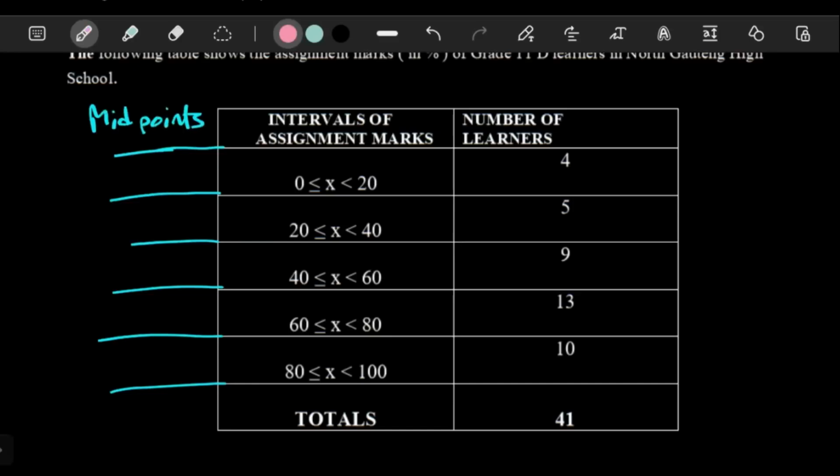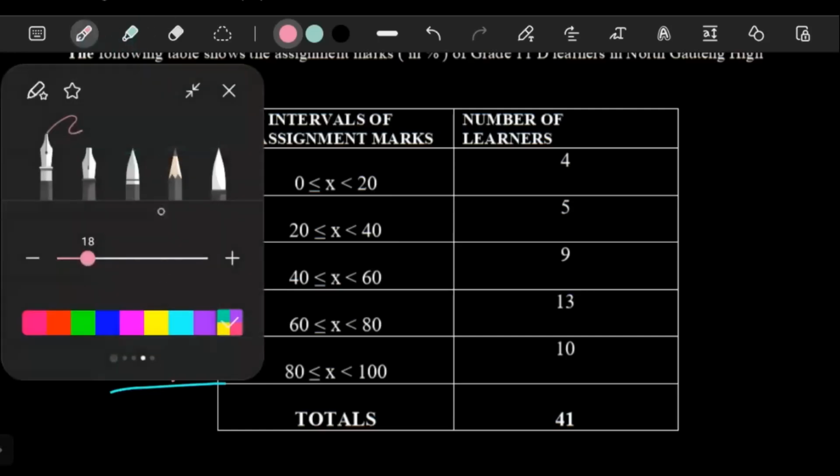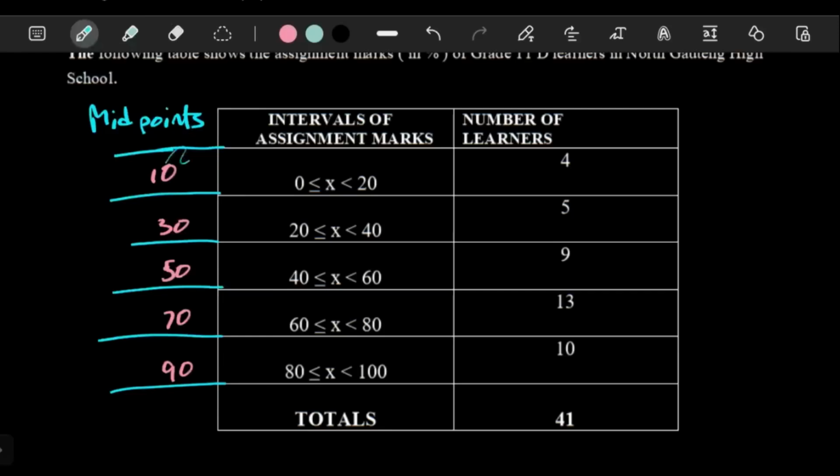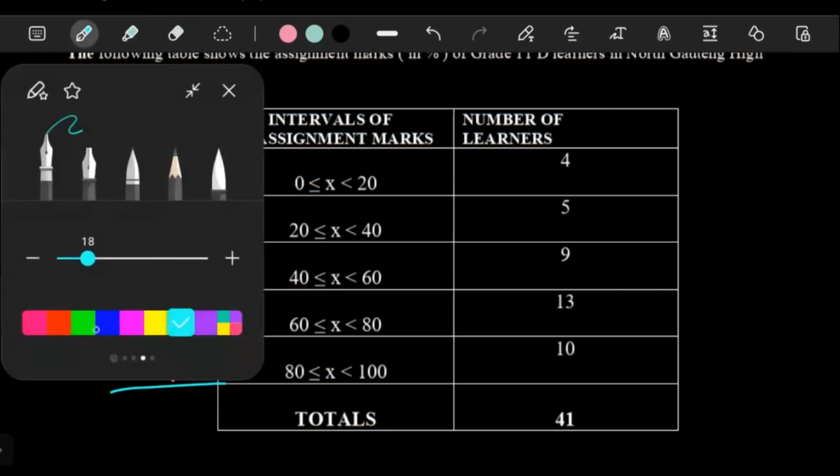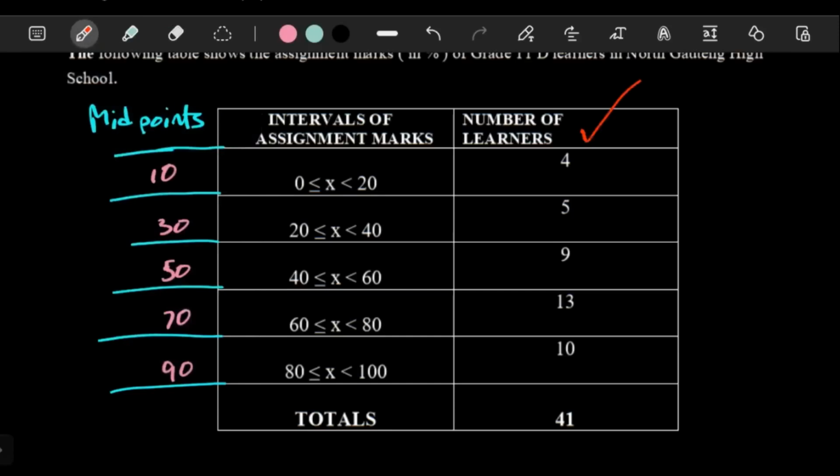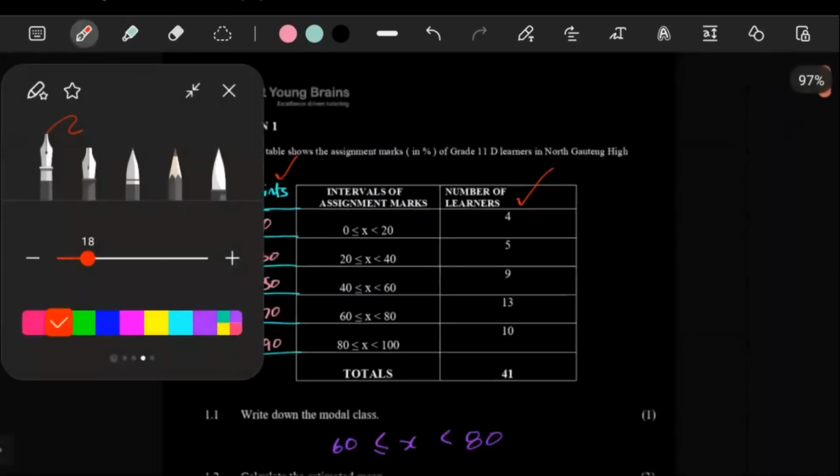Between 0 and 20, the midpoint is 10. Between 20 and 40, the midpoint is 30. The midpoint here is 50, and then the midpoint here is 70. The midpoint here is 90. Now the idea is, when you work out your mean, you're going to use your calculator with the midpoint column and this frequency column. And this is how you do it.